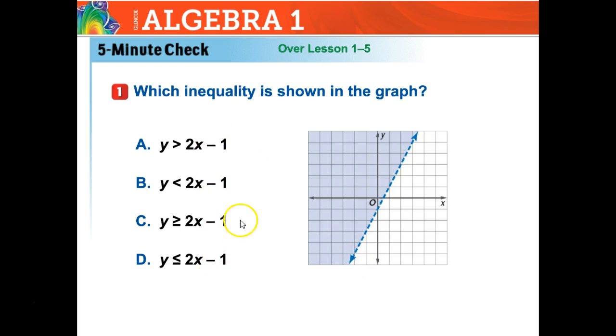It's on all the lines. -1. So now, is the line solid or dashed? That means it cannot be C or D. C or D would be solid lines because they include the equals. So cross out C and D. The shading is above, so it is greater than. Therefore, the answer is A.